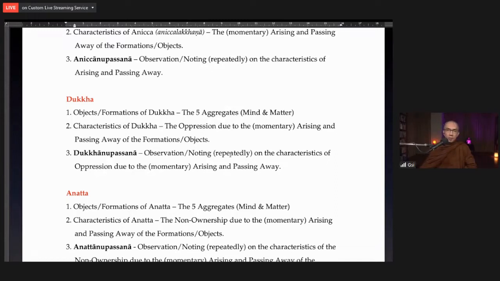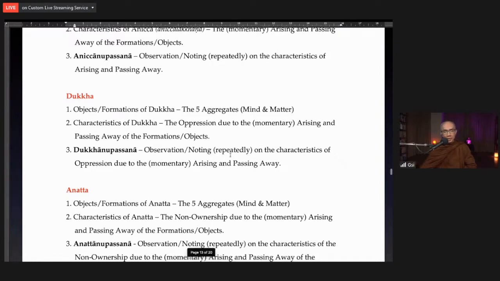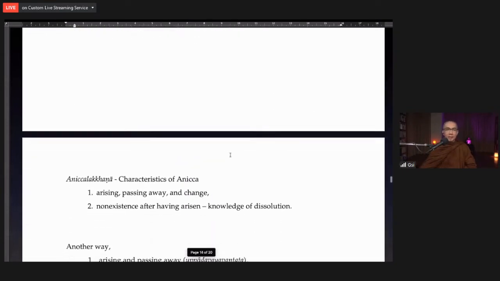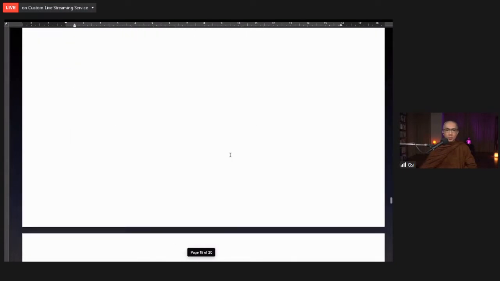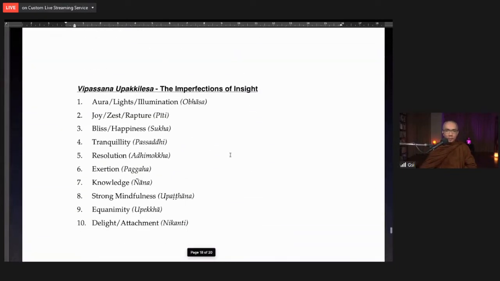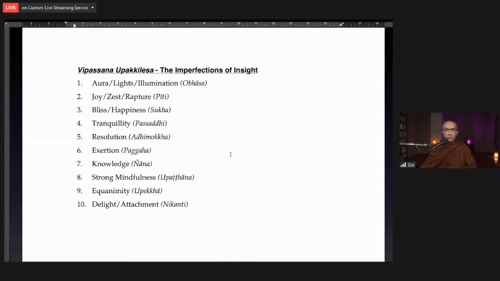That oppression is difficult to note because the nature of the mind is that we do not want to see anything that is unpleasant. We want to have comfortableness and so on and so forth.